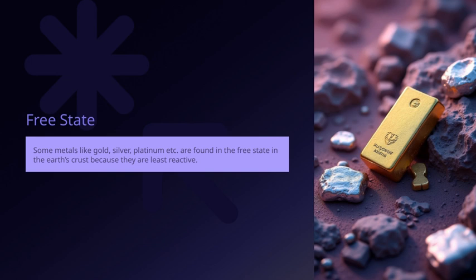This happens because they are the least reactive metals. Unlike other metals that tend to combine with other elements and form compounds, these metals remain in their pure, metallic form naturally. This is a key point because it highlights how reactivity influences the form in which metals are found. Understanding this helps us grasp the broader picture of metal extraction and their natural occurrence in the Earth. So, in summary, these metals are unique because their low reactivity allows them to be found freely, making them easier to extract in their pure form.